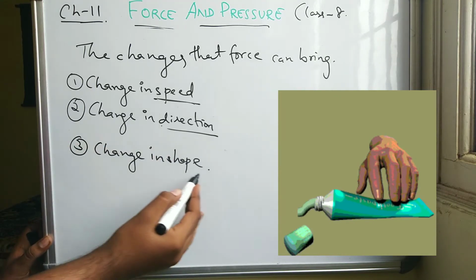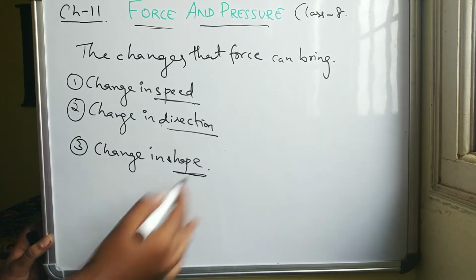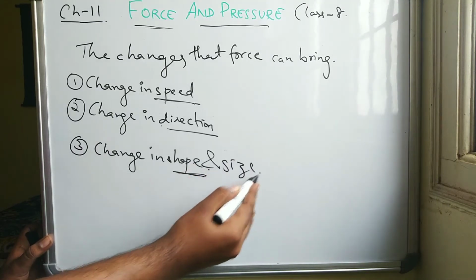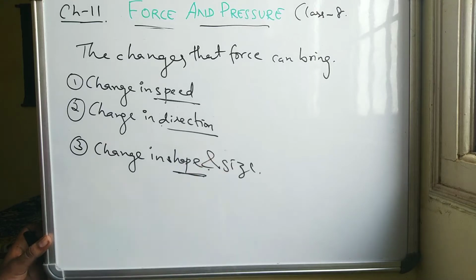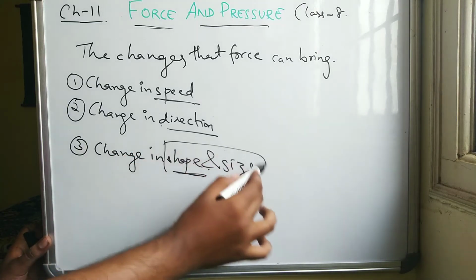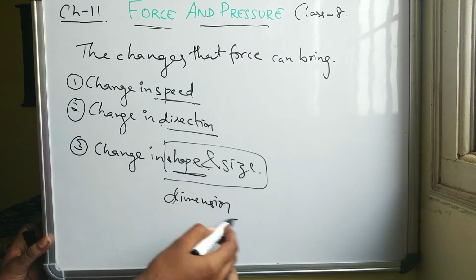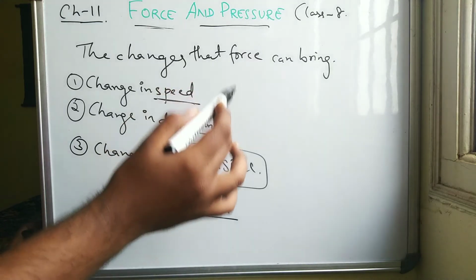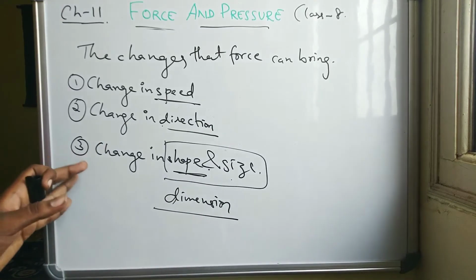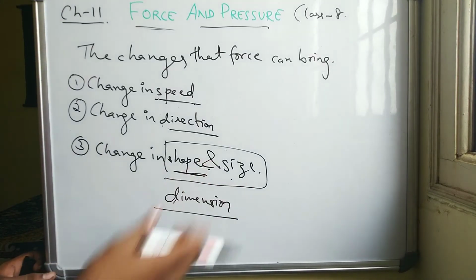That you understand, so you can take it as shape. And the size also changes basically, right? The toothpaste size also changes. Shape and size we can consider as dimension also. So change in dimension means change of shape as well as change of size. So we can take the example of toothpaste.